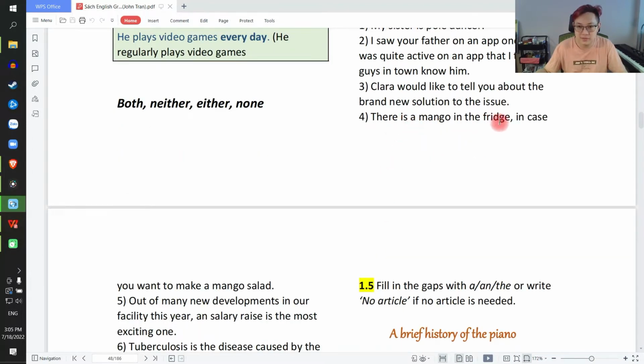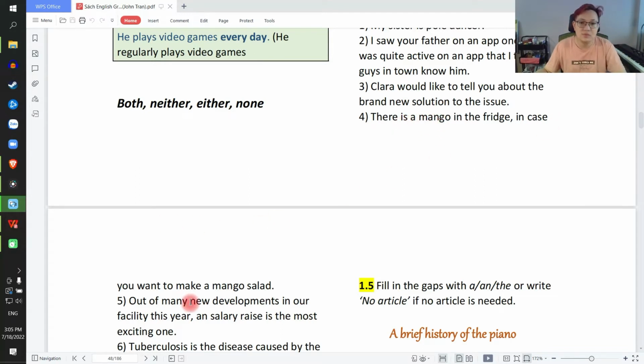There's a mango in the fridge in case you want to make a mango salad. Có một cái trái xoài trong tủ lạnh. So we talk about it the first time, of course we use a, an. Nói lần đầu tiên thì mình có an như thế này. Có một cái trái xoài trong tủ lạnh.